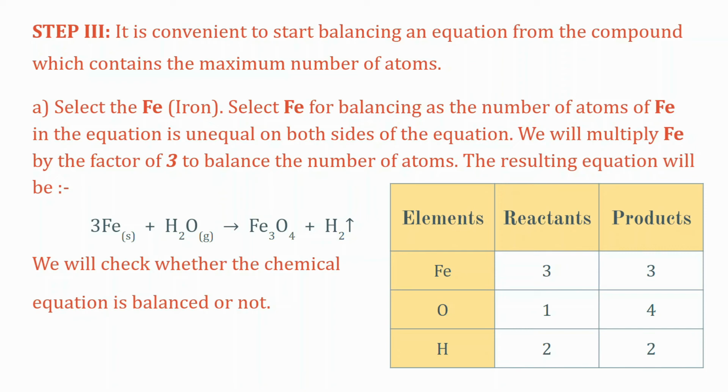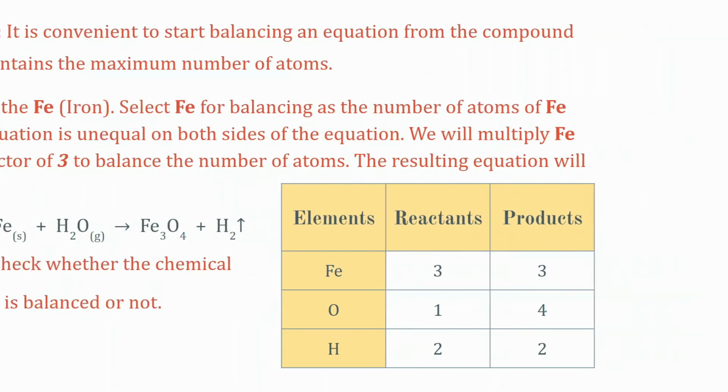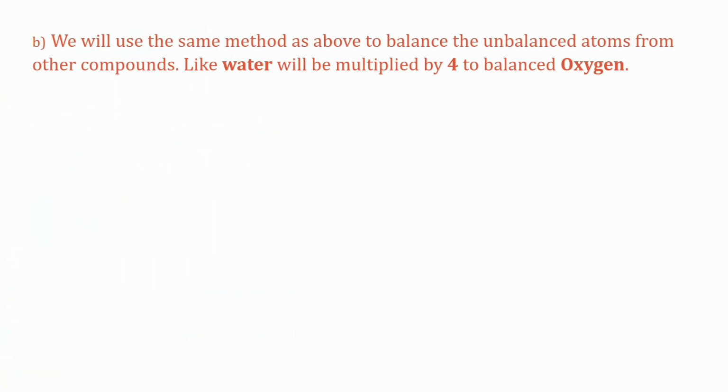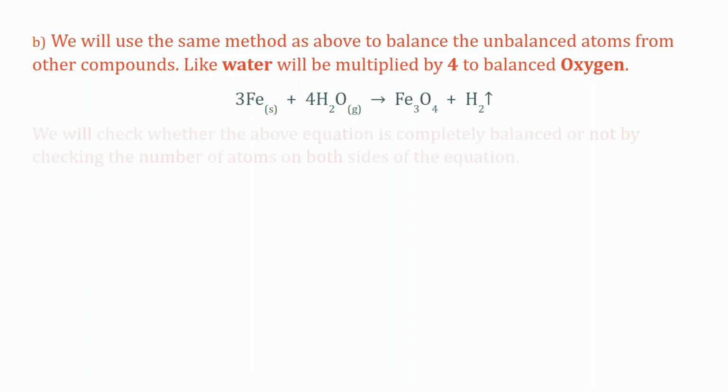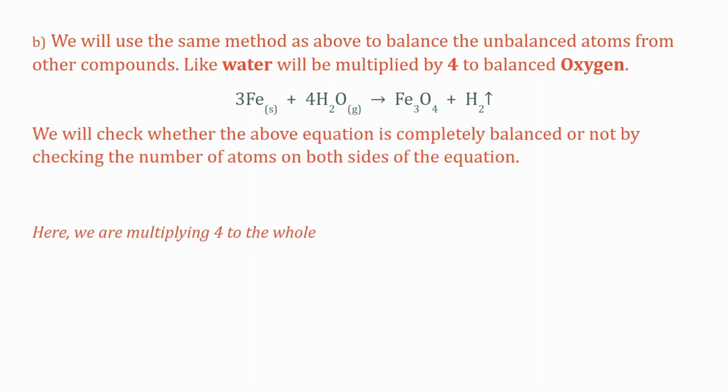Now to go further, we will use the same method as above to balance the unbalanced atoms of oxygen, because oxygen wasn't balanced in the last step. So when you balance the oxygen, you get 4 atoms of oxygen on both sides. We will check whether the above equation is completely balanced or not.